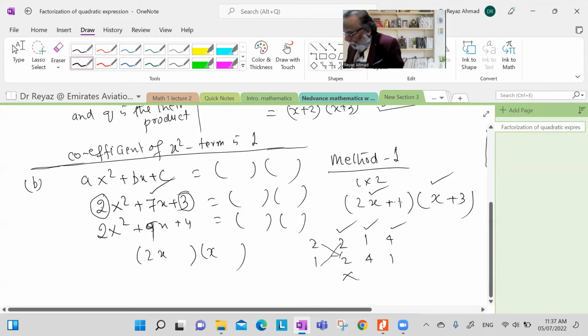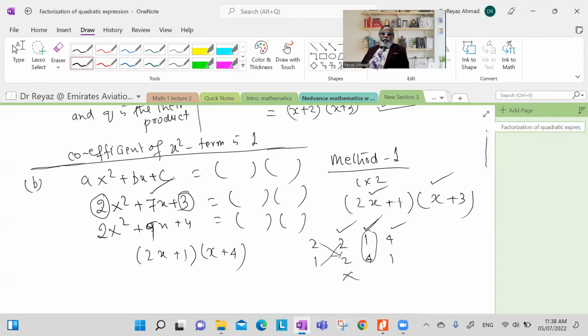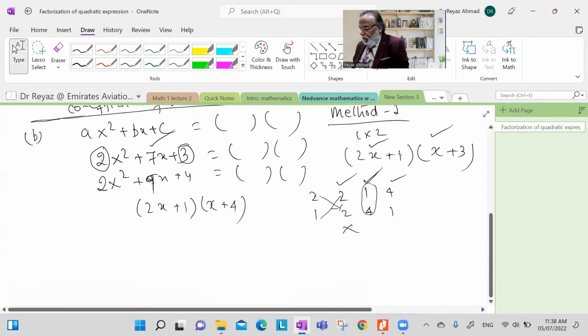If I do 2 times 4, 8, plus 1 times 1, 1, together they give me 9. So I'm going to accept this one. So 2 is going to multiply by 4. So here is 4. 1 is going to multiply by 1. So it is 1. This is method 1. Now I make it more complicated. So say 3x squared minus 4x, and here is 11x.